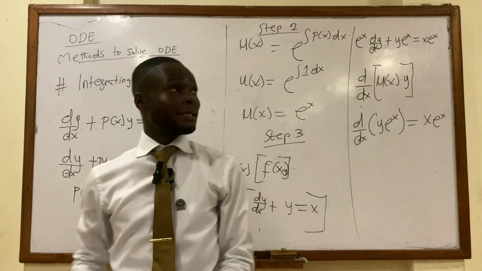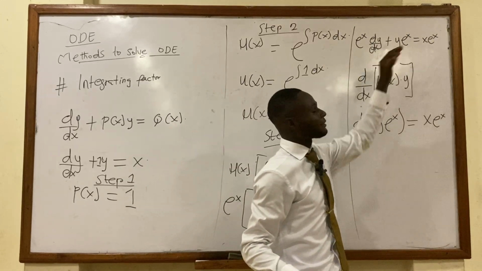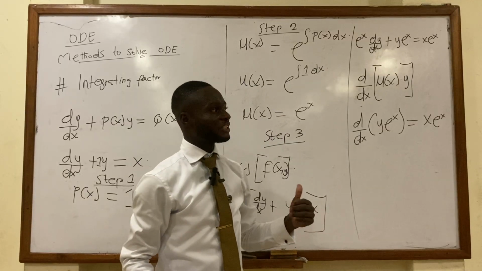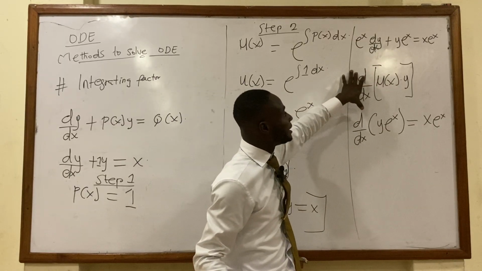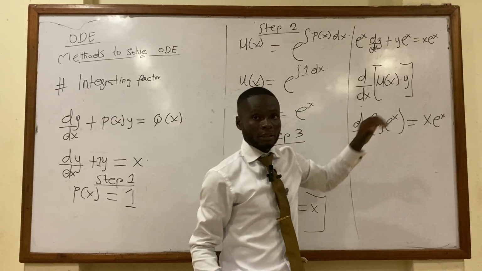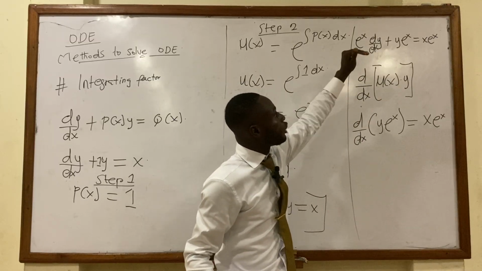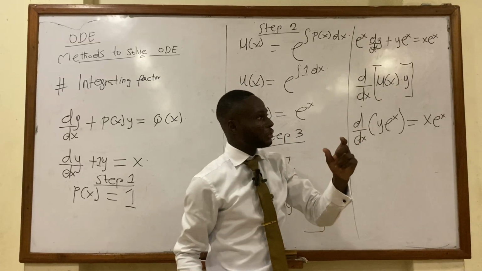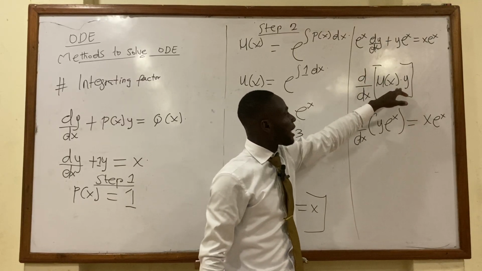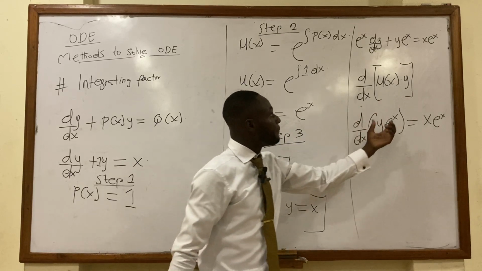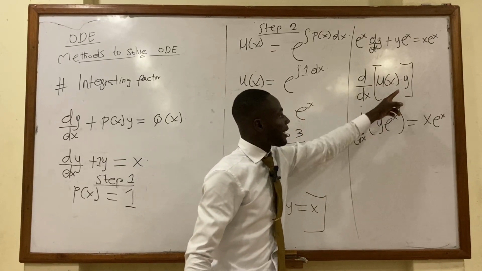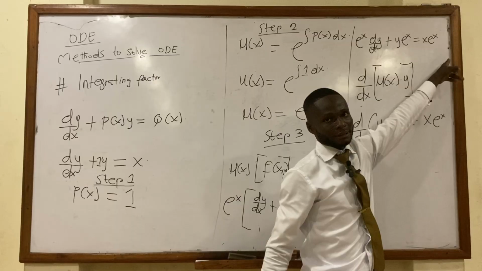Let me clarify this part again. When you have this, you write the left side of the equation in the form d over dx of mu of x times y. And now our mu of x was obtained as e power x. So e power x times the y is equal to the right hand side.